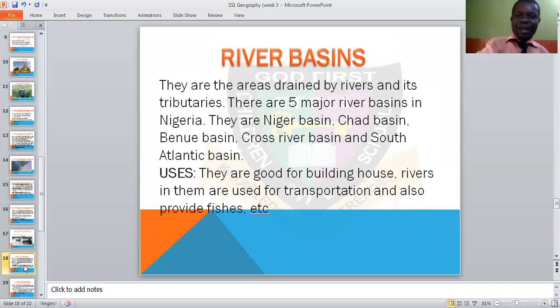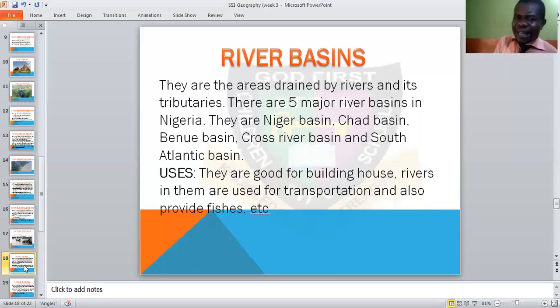They collect water. The Niger collects water from other rivers. That's the Niger Basin. The River Benue also collects water from some smaller rivers that empty into River Benue. Some empty into Lake Chad. That's what we mean by Chad Basin, then Cross River Basin, and South Atlantic Basin. Even all these rivers that empty into River Niger and other rivers, the River Niger and Benue in turn empty into the Atlantic Ocean.